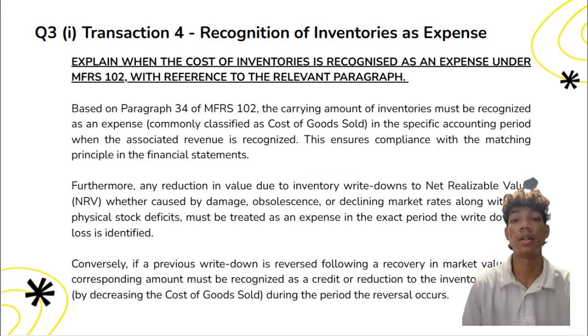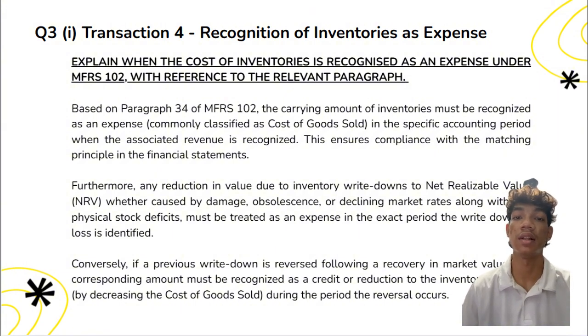So for question number 3, which is transaction for recognition of inventories as expense. For question number 1, explain when the cost of inventories is recognized as an expense under MFRS 102 with reference to the relevant paragraph. So based on paragraph 34 of MFRS 102, the carrying amount of inventories must be recognized as an expense, commonly classified as cost of goods sold, in the specific accounting period when the associated revenue is recognized. This ensures compliance with the matching principle in the financial statements.